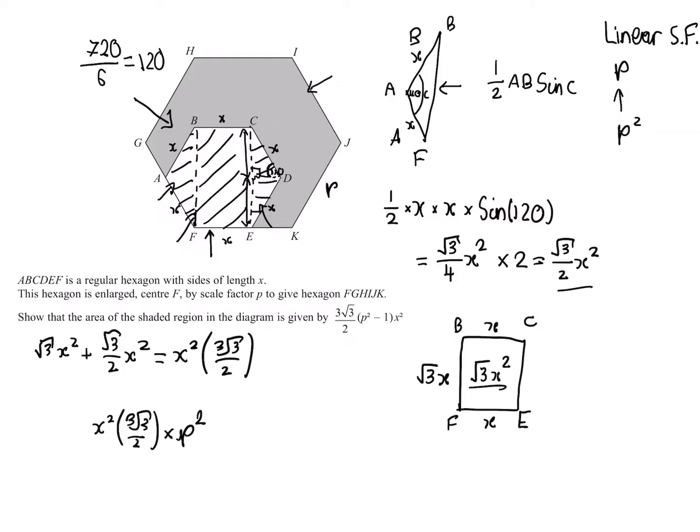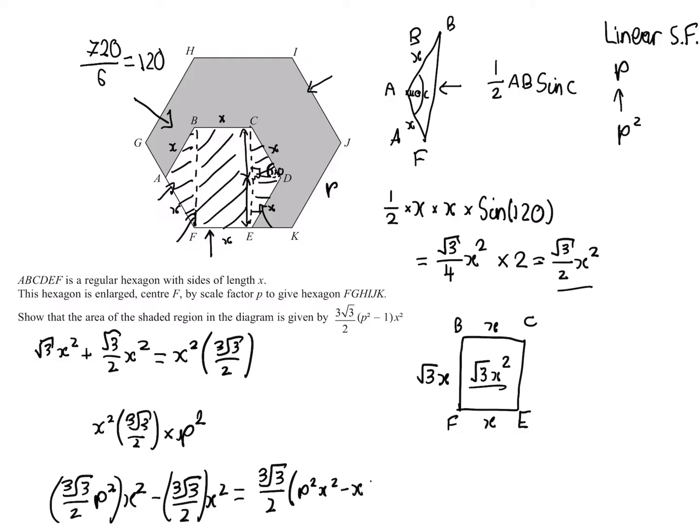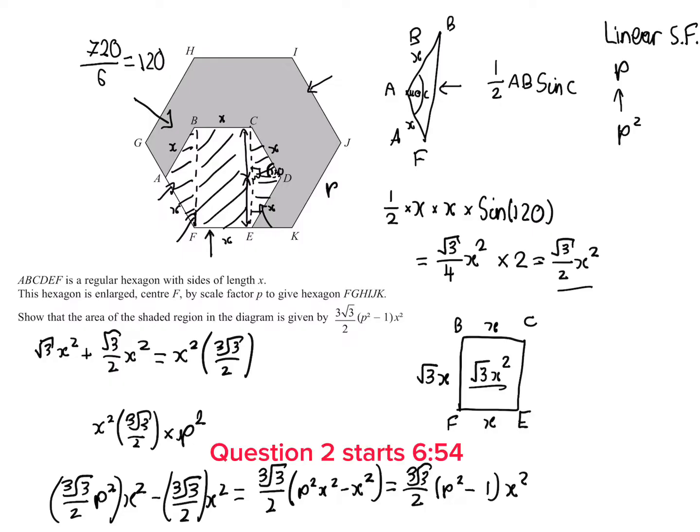And remember, how we are going to find this shaded area is just to subtract them. So we have 3 root 3 over 2 p squared, lots of x squared, take away 3 root 3 over 2, lots of x squared. Now we can do some factorizing, so we can take out 3 root 3 over 2 as a factor. And we're left with p squared x squared minus x squared. And we can finally take out x squared as a factor. So we're left with p squared minus just 1, lots of x squared, which is just what we are aiming for. And that's the final answer.